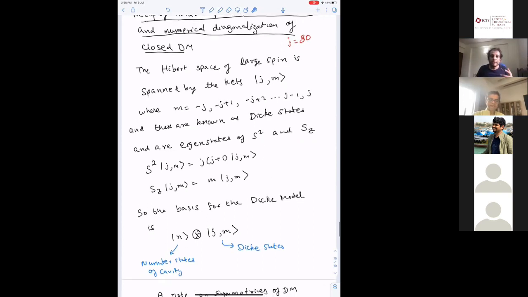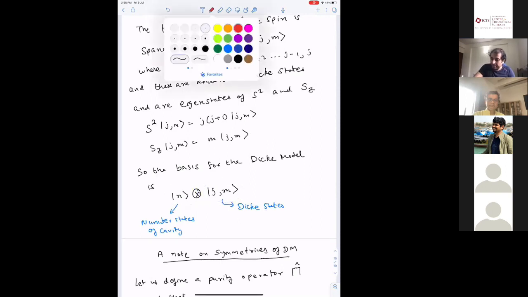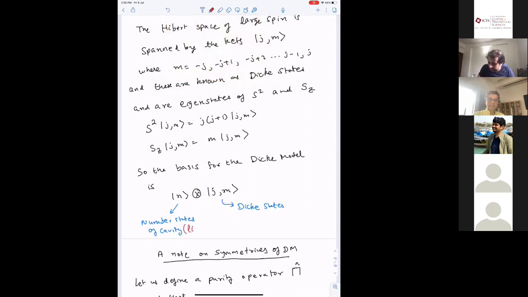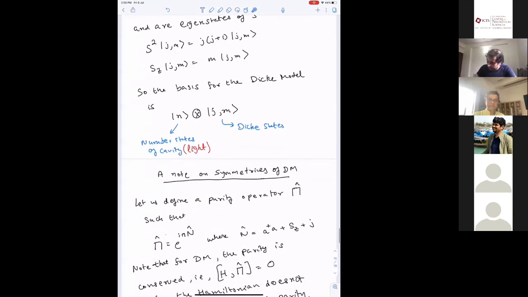So this is the basis for the Dicke model. The Dicke model basis is a combination of Dicke states and the number states in the cavity. This is the cavity. So this is the basis for the Dicke model. Now this is one comment. The next comment is symmetries of the Dicke model. So let's go back to the Dicke model.